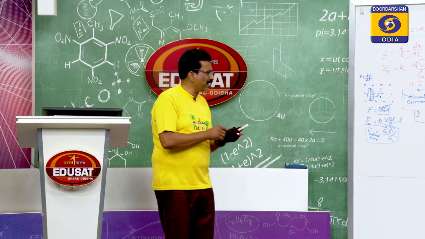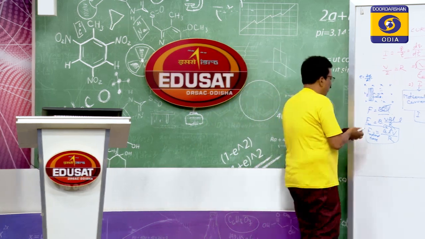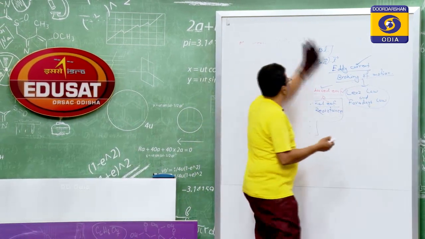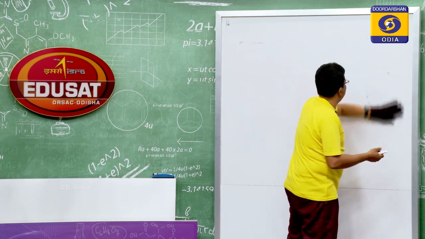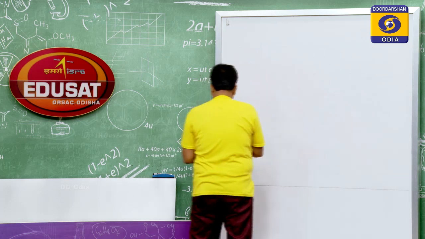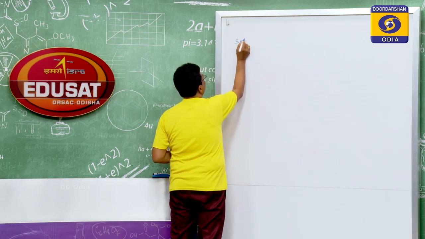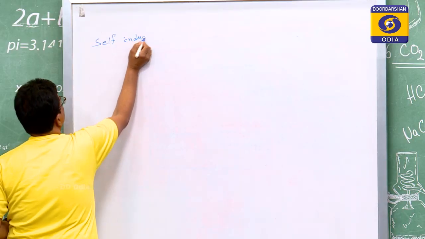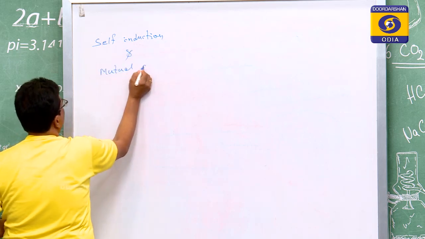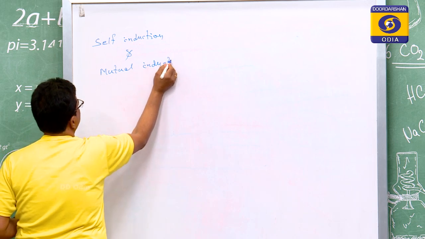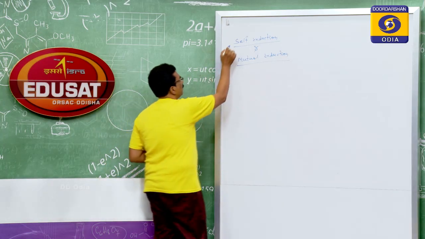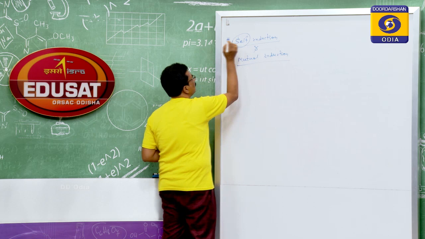The eddy currents and motional currents which are developed lead to two different types. One is called self induction, and another is called mutual induction. So they lead to self induction and mutual induction.